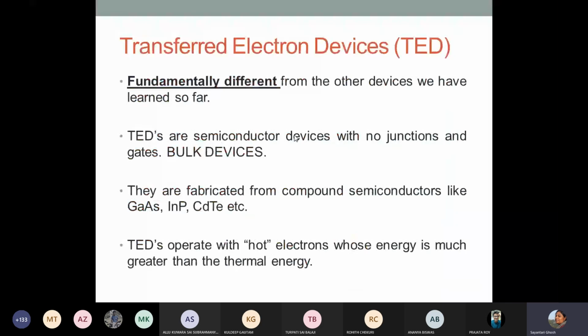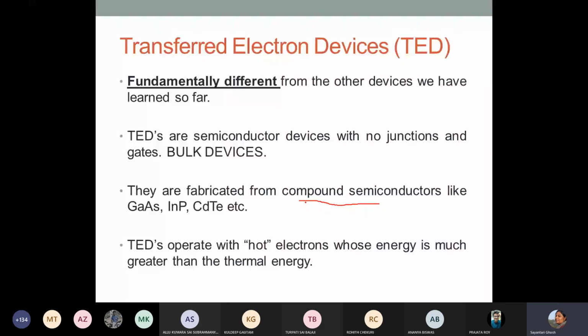No junctions, just one bulk of one particular material, either p-type or n-type. But they are fabricated from very, very specific materials. And why so? We will discuss that in detail in the next class. These are the compound semiconductors, which I guess sir has already discussed in your other section of classes: gallium arsenide, indium phosphide, these kind of materials. And why so? We will talk about that.